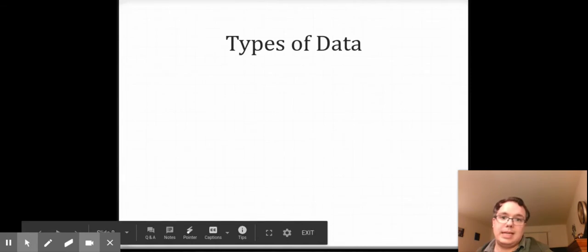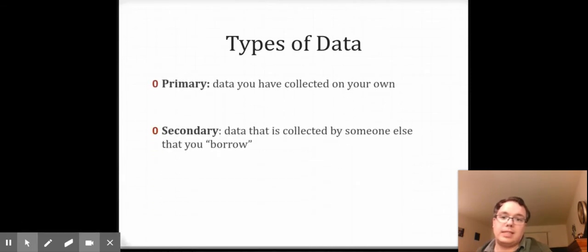Another way to look at data is where you got the data from. So is it primary? So like I said, you will be collecting your own data. So you'll be the primary source. We'll also be looking at data sets that have already been collected. So those would be secondary. So that would be someone else's data that you borrow.